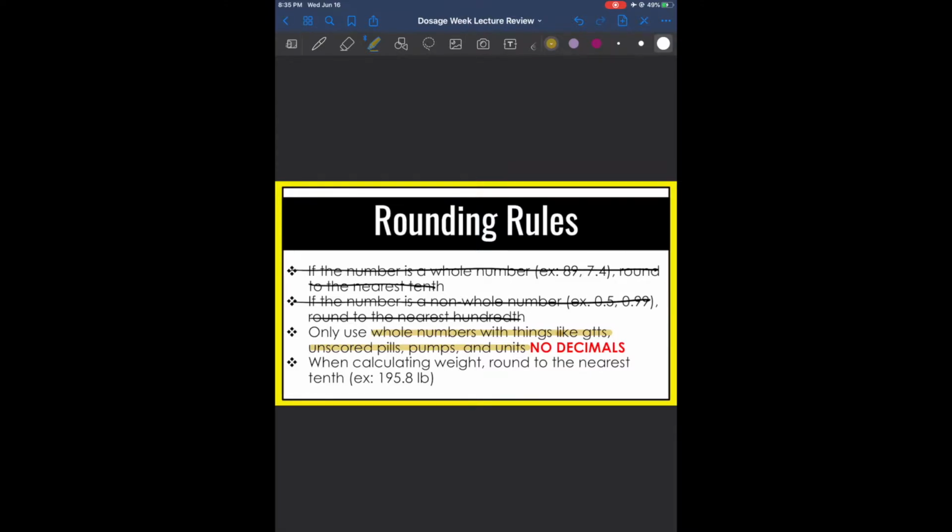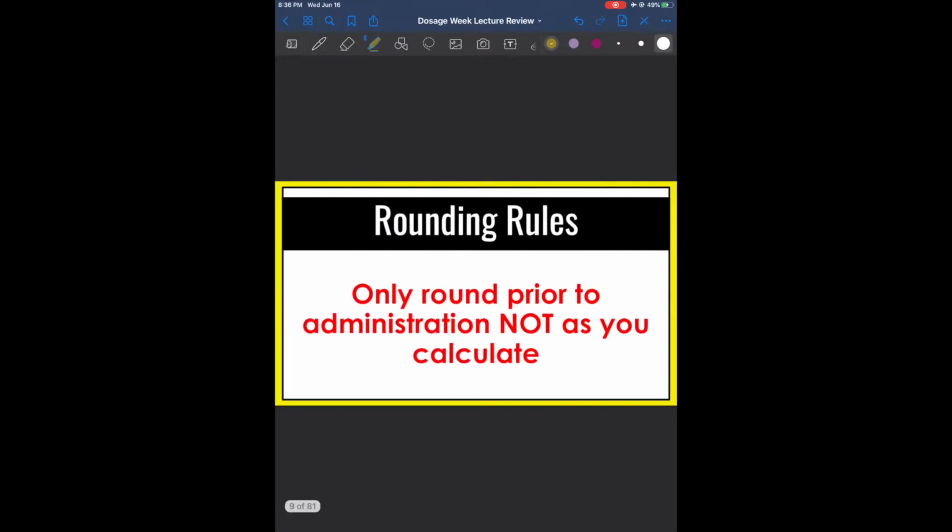And then to reiterate from the intro, when you're calculating the weight, make sure you round to the nearest tenth. And remember that you need to only round prior to administration, not as you calculate, because if you round as you're calculating it, then you're going to get a lot of confusing answers. Your final answer just is not going to be right.